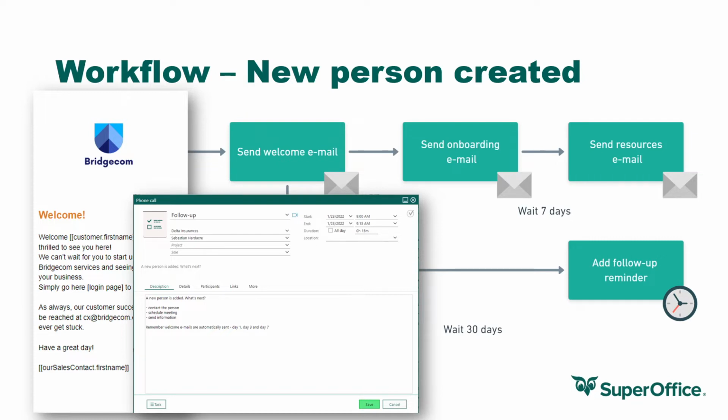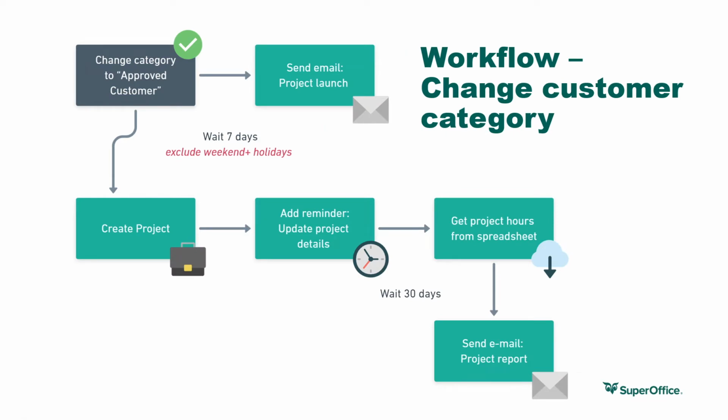And here's another example. When the customer category is changed to approved customer, this automatically creates a project. It will send out an email called Project Launch. It will also add a reminder to update project details. Then it will fetch project hours from a spreadsheet using an integration like Databridge. And those details are merged into an email, a project report that is sent to the customer.